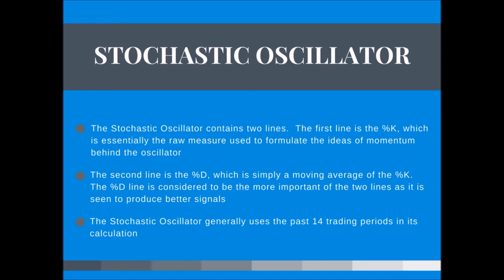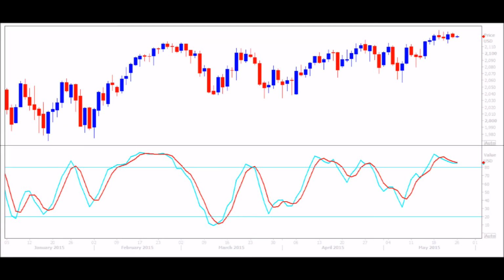The %D is considered to be the more important of the two lines because this is the one that will produce better signals. The stochastic oscillator generally uses the past 14 trading periods in its calculation. There you see an example.